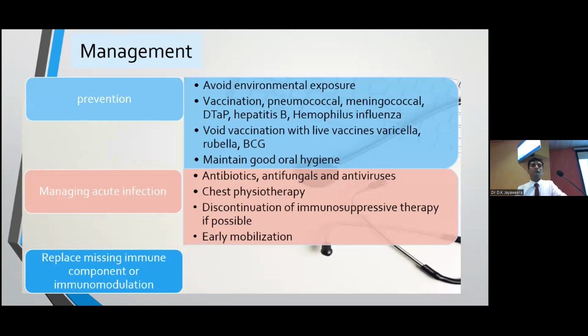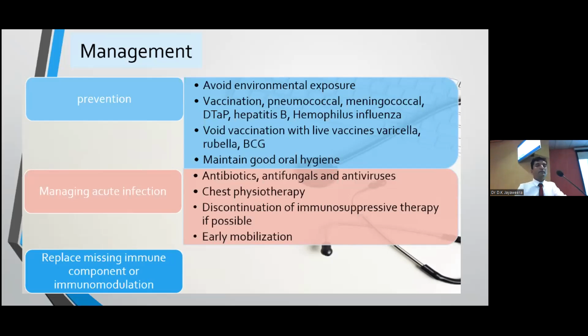We always have to avoid environmental exposures, and we recommend vaccination for these patients: pneumococcal, meningococcal, hepatitis and influenza vaccines. We should avoid live attenuated vaccines because they can cause severe disease. Another important thing I forgot to mention is prophylactic antibiotics. If indicated, we can start antibiotic prophylaxis for prevention. Maintaining good oral hygiene will also prevent recurrent respiratory tract infections. It has proven evidence, so maintaining oral hygiene is very important in the prevention of recurrent respiratory tract infections.